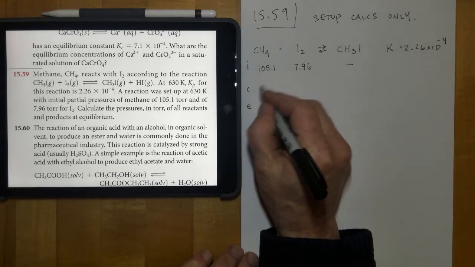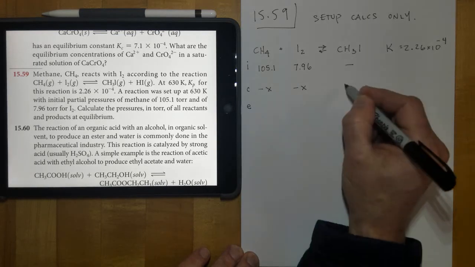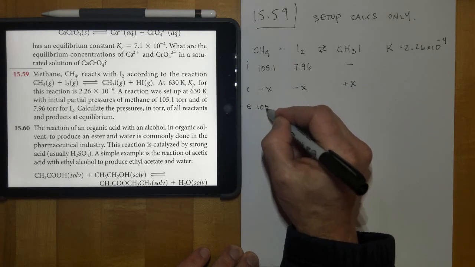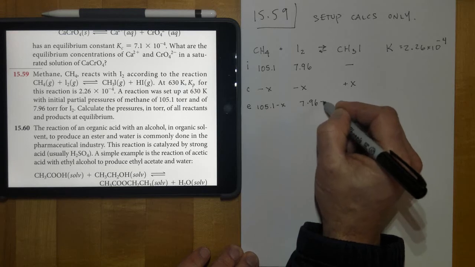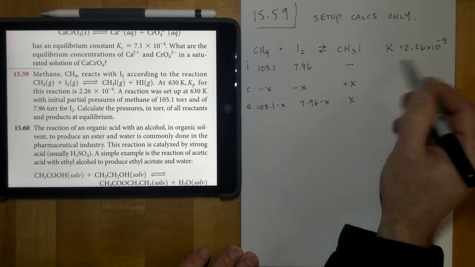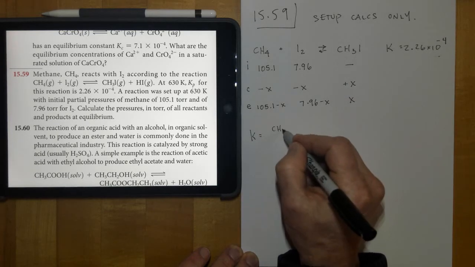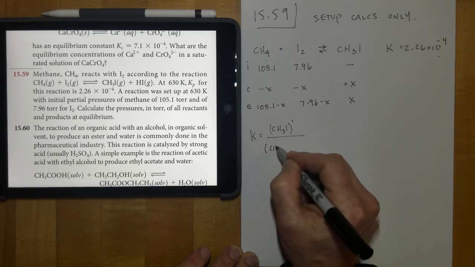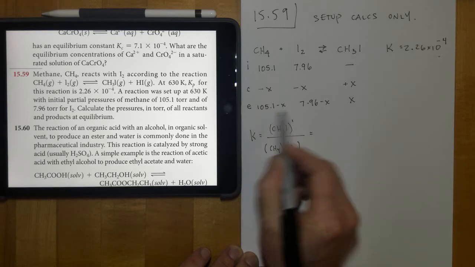And so when this establishes an equilibrium, we lose X amount of this, we lose X amount of this, and we gain X amount of this. And at equilibrium, we end up with 105.1 minus X, 7.96 minus X, and we end up with X amount of this. Now to solve for K, K would be equal to the products, CH3I, to the first power, divided by reactants, CH4 times I2. And then we'd put in these numbers.